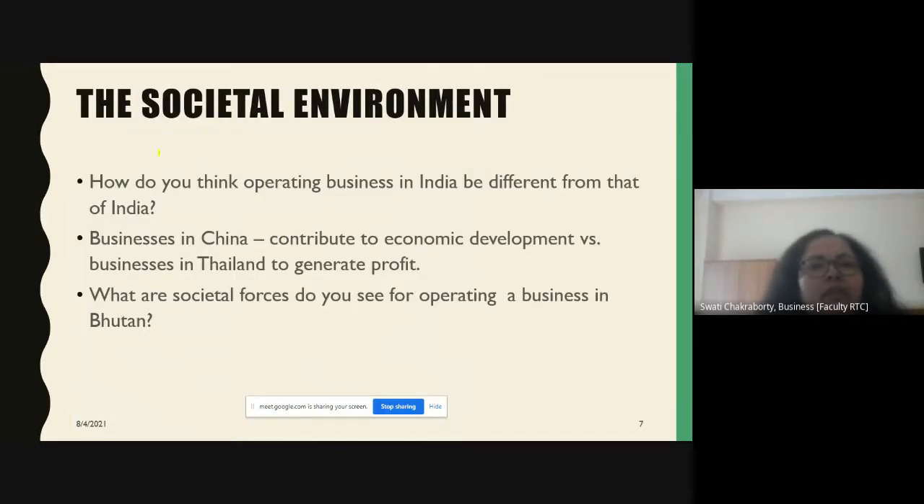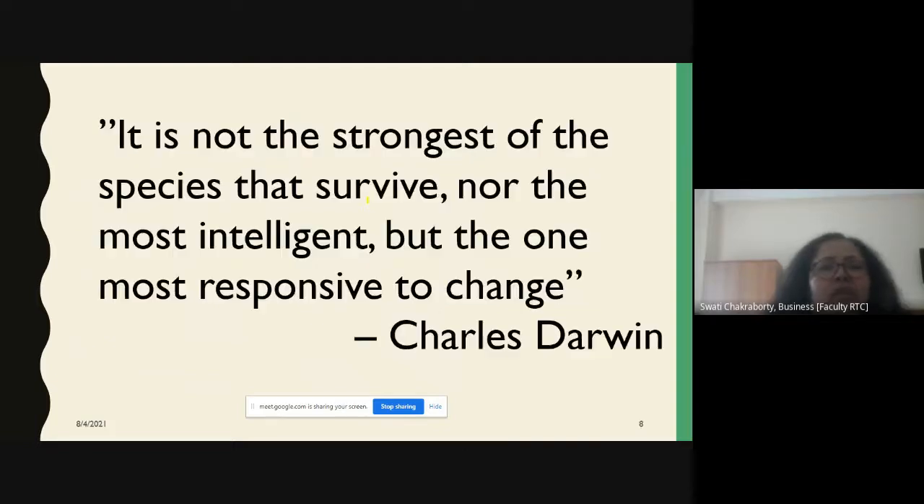Okay, so let's go into the first thing, which is the societal environment, right? Let's talk of businesses operating in India, and how it is different from that of Bhutan, or business in China, where you contribute to economic development, whereas in Thailand, it is about generating profit. So what are the societal forces that we see for operating a business in Bhutan? You have to tell, what do you think are the societal factors that are there?